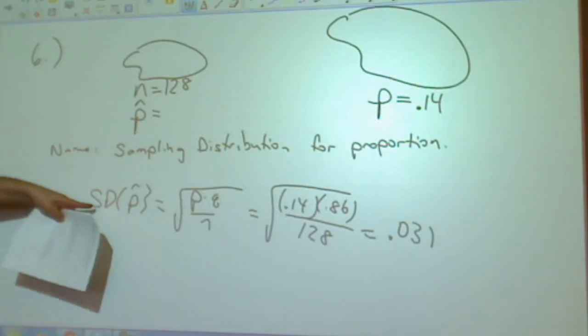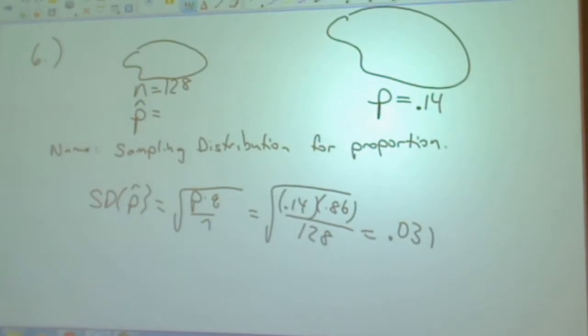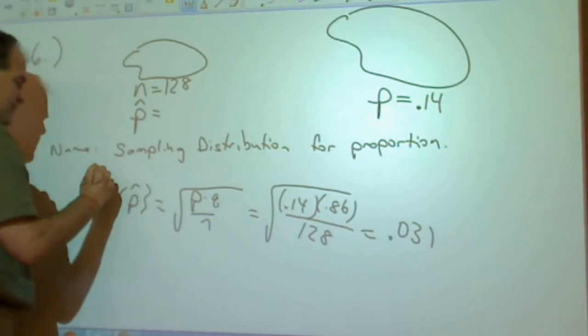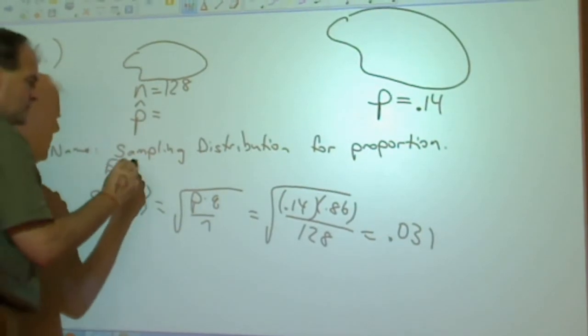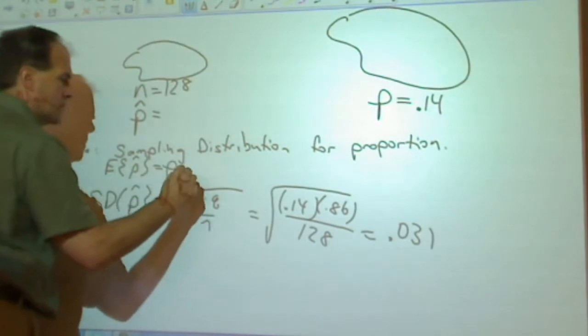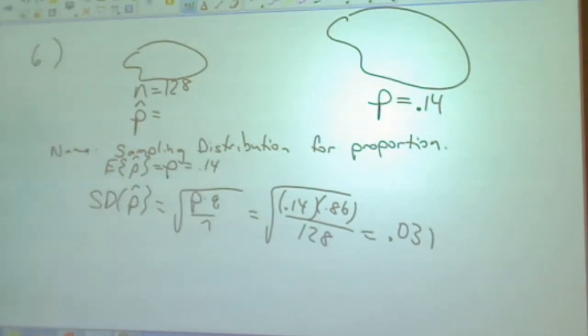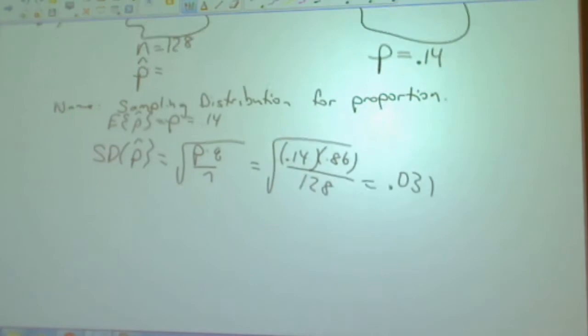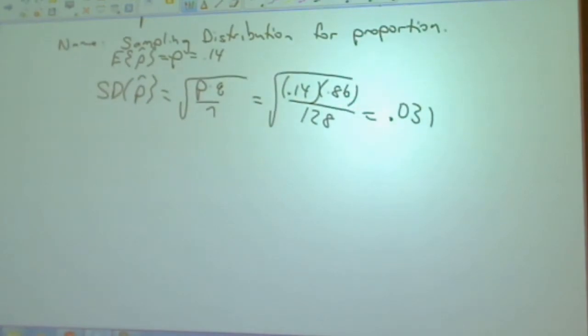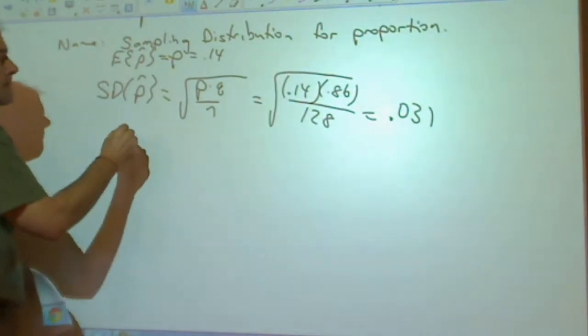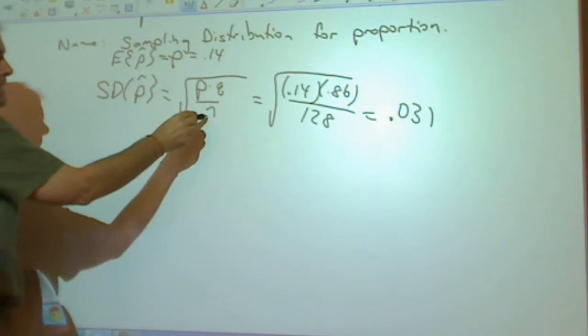Okay, that's the standard deviation. Do you know what the mean is? Anybody? What should it be centered around? 0.14. Okay. So how do you draw the model? What is it going to look like? What is at the bottom of the P and Q? N, sample size.